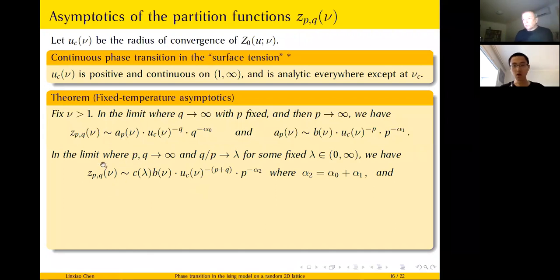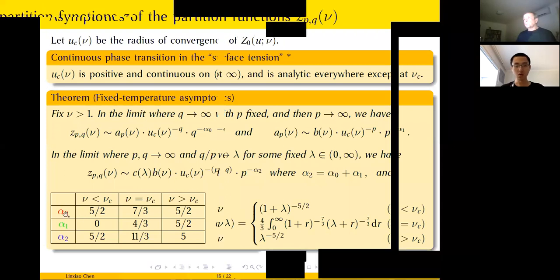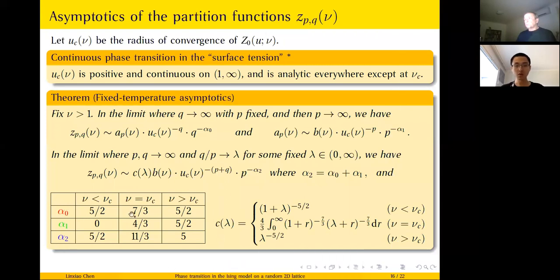And next, we can also look at the limit where pq goes to infinity at the same time, while q over p tends to some fixed positive parameter. And we obtain an asymptotic of a similar form, where the values of the exponents are given in this table. And the constant here can also be written down explicitly.